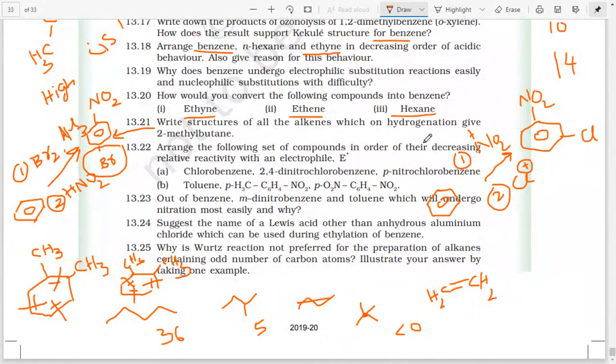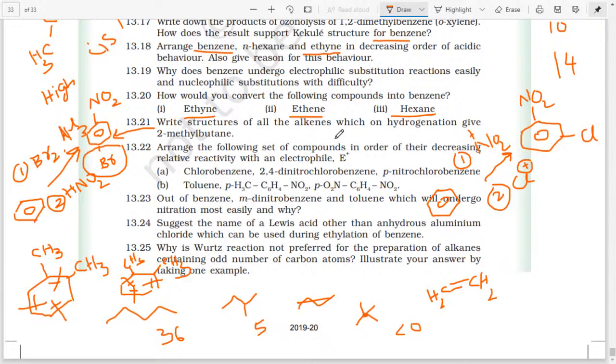Yes, so you can heat hexane in presence of catalyst like chromium trioxide and vanadium pentoxide at high temperature at about 10 to 20 atmosphere. You are going to get benzene.